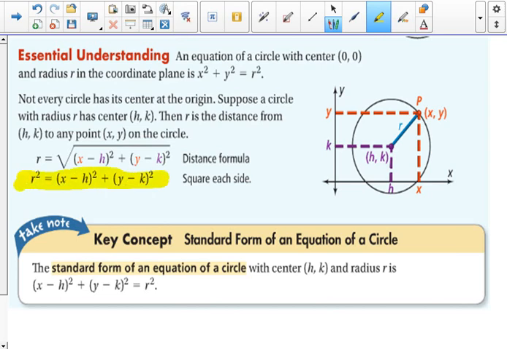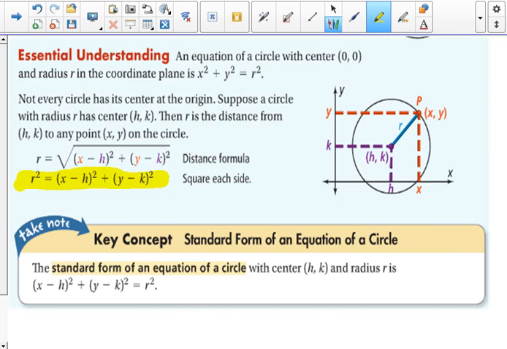So this is the formula that we derived from squaring each side of the distance formula that we're going to use to do our translations of our circle. Okay, so this is how we tell where a circle is on the coordinate plane when it's moved away from the origin.